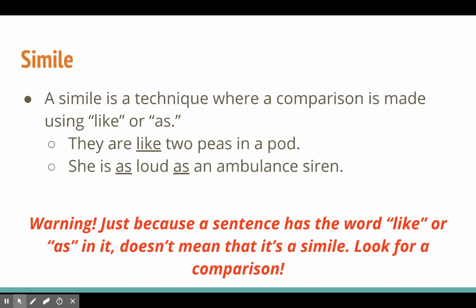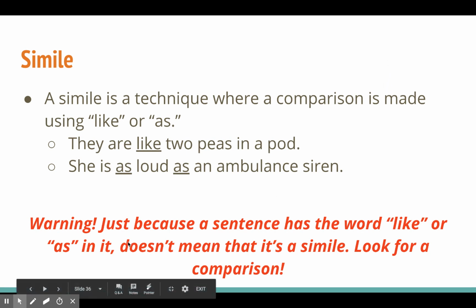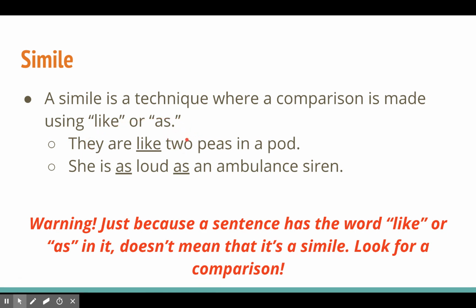So first off, simile. A simile is a technique where a comparison is made using like or as. For example, they are like two peas in a pod. What am I comparing? I'm comparing them to two peas in a pod. Second example, she is as loud as an ambulance siren. I'm comparing the girl to an ambulance siren, specifically about how loud she is.